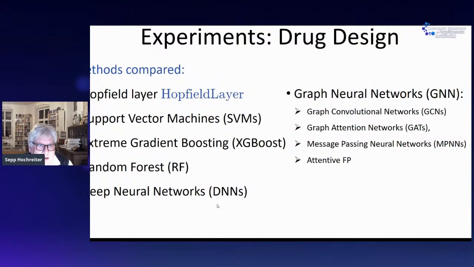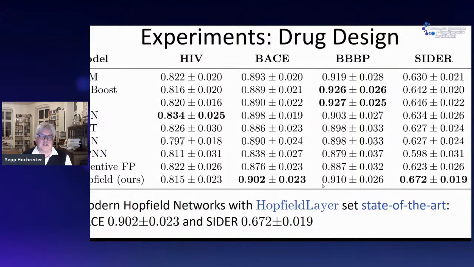We used the Hopfield layer and compared it to methods like support vector machine, XGBoost, random forest, and of course deep neural networks. And we also compared it to graph neural networks, where we have 4 different kinds of graph neural networks. I show you the results. In 2 out of 4 of these data sets, we got with these Hopfield networks new state of the art. We got new records, and on the others, it's not performing badly. It's in the midfield, but in 2 data sets, we got a new state of the art. Also here it shows how good this new idea of using associative memories together with your deep neural network is.